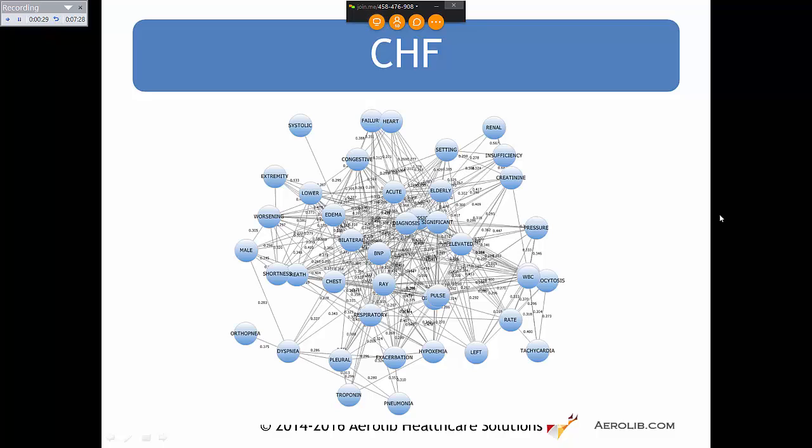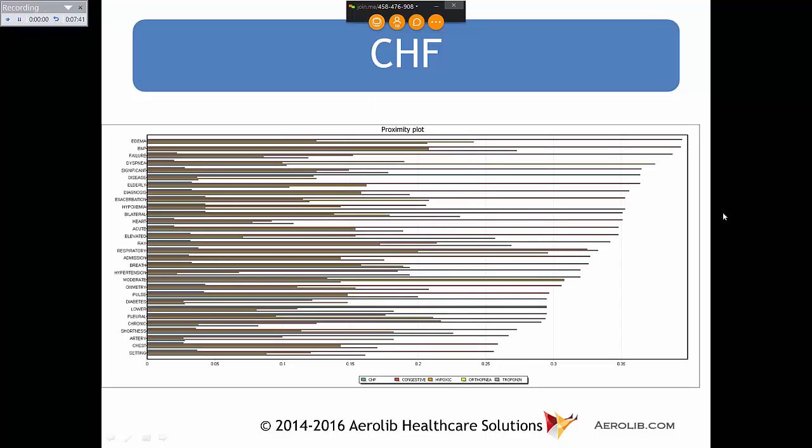And what CMS does is, and they've spent millions of dollars in this sort of program, to find out what are the most common documentation points that are needed for each DRG. In this case, it's CHF. And then they can plot the proximity plots in terms of how good or how near this documentation is to your core diagnosis of CHF.